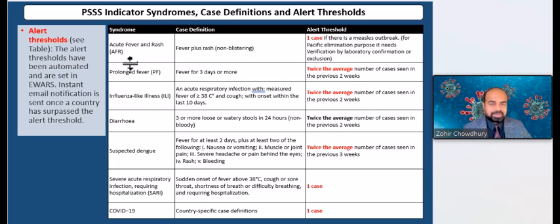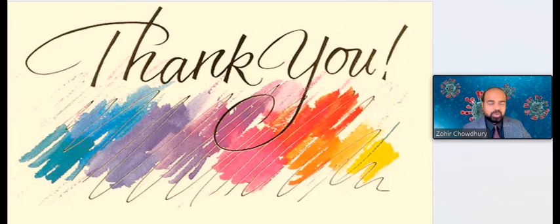Essentially, you can see that you have this automation going on through this electronic surveillance system. You can quickly gather this information and data, and you have the alert, and you can act based on that. You can investigate further the alerts that you're getting, to see whether it warrants a deeper understanding of what's going on. So I hope that you've been able to understand what syndromic surveillance is, and thank you.